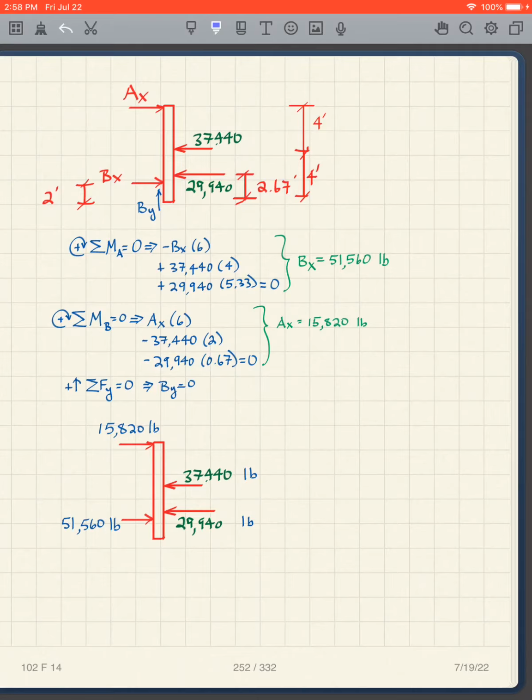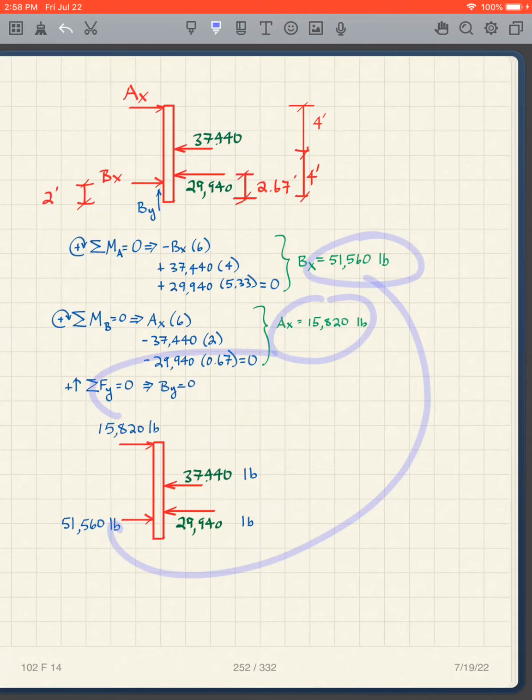Once I have all these dimensions, now I have my free body diagram. I can simply take the sum of the moments about A equals 0, sum of the moments about B equals 0. You can all do this. I'm going to leave you to pause the video and look at those numbers, and then I can solve for Bx, I can solve for Ax. By is 0 again, because there's nothing going on in the y direction. And the end result is I have this final free body diagram, putting these numbers here, like that.